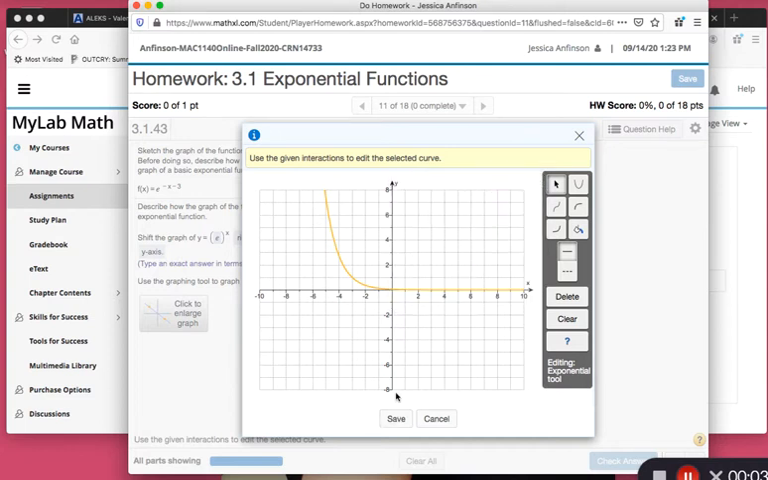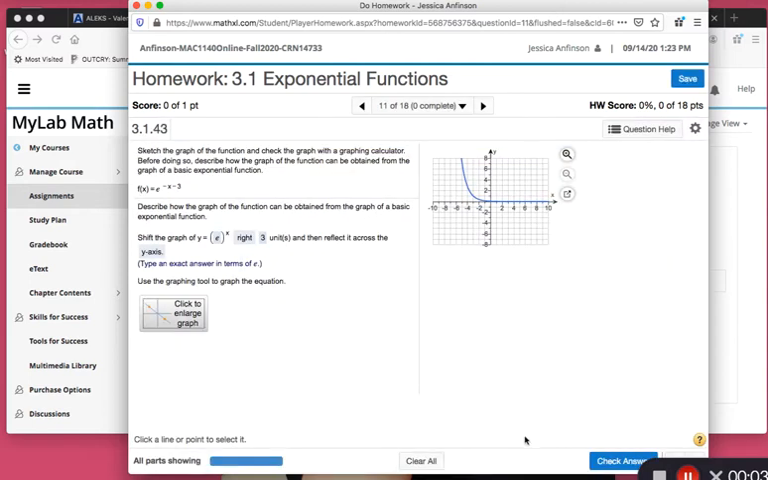So again, check with the one that you graphed by hand or on Desmos or on your calculator. Make sure that some of the basic points are matching up. For example, at negative 3, I'm at 1, and you can check to see if that would match with your original. All right, hit save when you're ready, and then check answer.